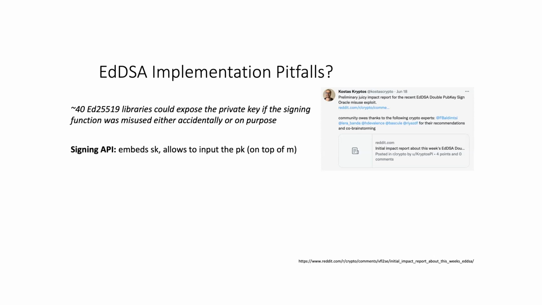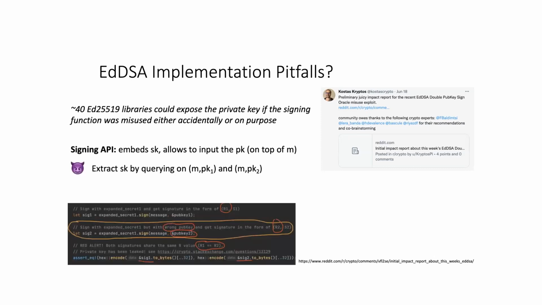And what was the problem there? The problem was with the signing API of the library. The signing API essentially embedded the secret key, but allowed the public key to be given as input as well, on top of the message. This could give rise to an attack where an adversary could extract the embedded secret key if it asked for signatures on the same message under two different public keys. It's a little hard to show you the math behind the attack, but it's nothing fancy. It's not an expensive attack.